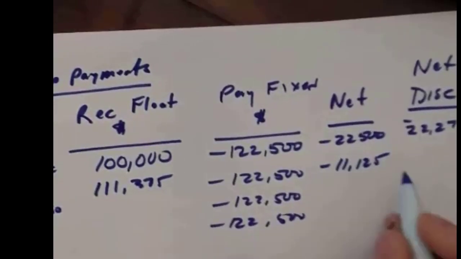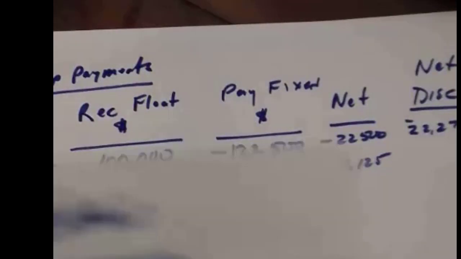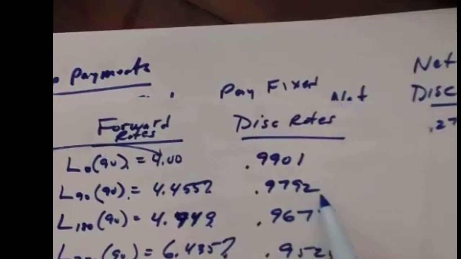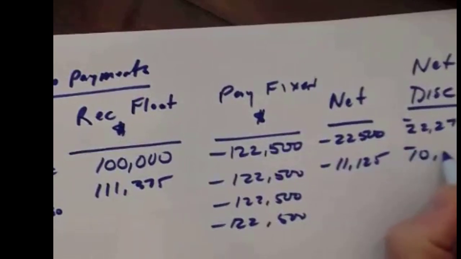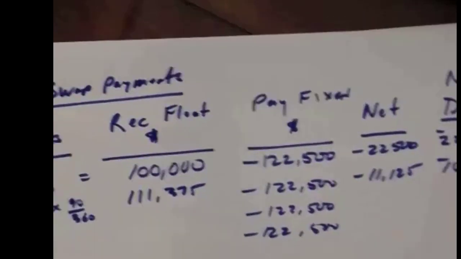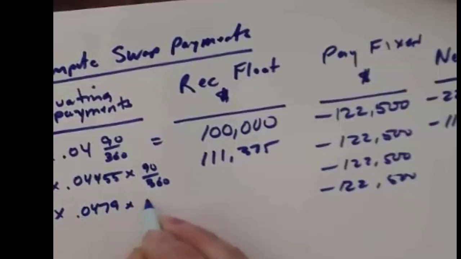The present value of that payment, discounted based on this discount rate of 97.92, will be minus 10,899, and then the payment 270 days out will be based on the next forward rate, adjusted on a quarterly basis.